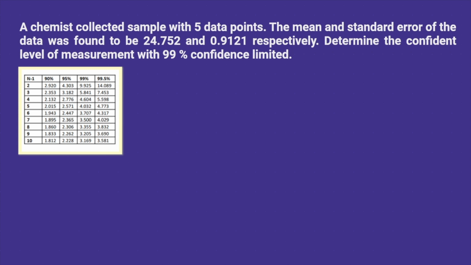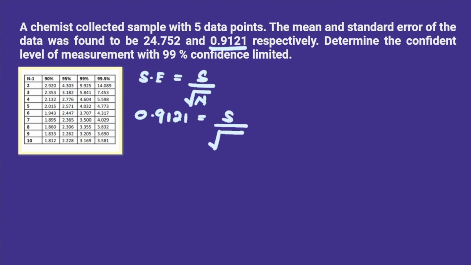Alright, so in order for you to answer this question, the first thing that you need to calculate is the standard deviation. When you want to calculate your standard error, the formula is standard deviation divided by the square root of n. Given in the question, your standard error is 0.9121. So 0.9121 is equivalent to your standard deviation divided by your square root of n.